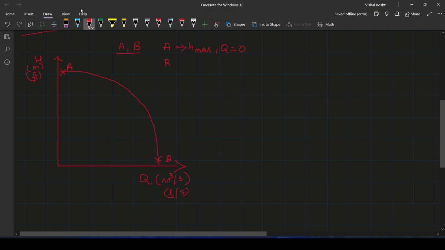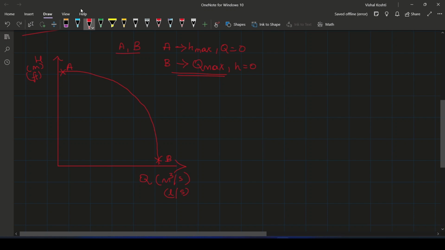Discharge will not be there. And at point B, Q will be maximum, that is the flow rate will be maximum, and the head will be zero. Okay, these two are very important points when we plot the pump curve. And now let us do another graph on this.